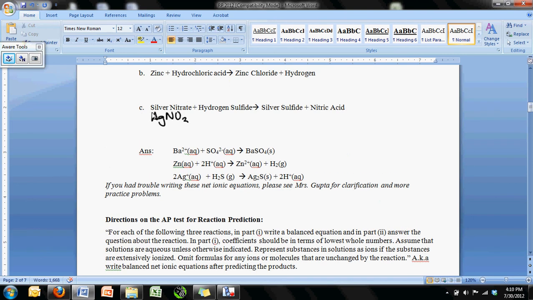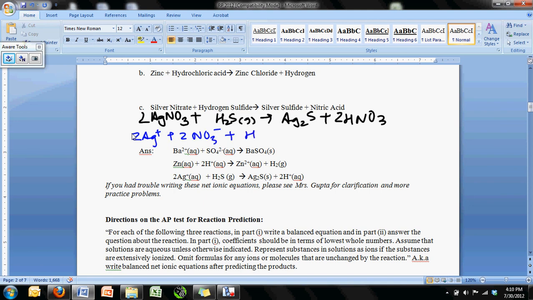AgNO3, and you know all nitrates are soluble, so it'll be soluble, plus H2S gas gives you silver sulfide Ag2S plus HNO3. Now let's balance it. If you put a 2 here and a 2 here, that balances the equation. Let's break what can be broken. All nitrates are soluble, so let's break silver ion and 2 nitrates. H2S being a molecular compound will not dissociate.